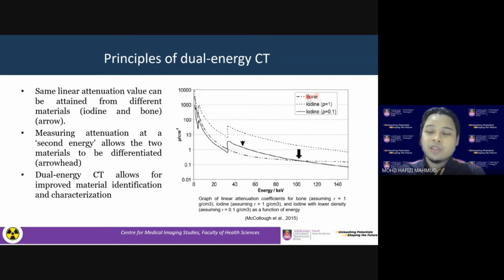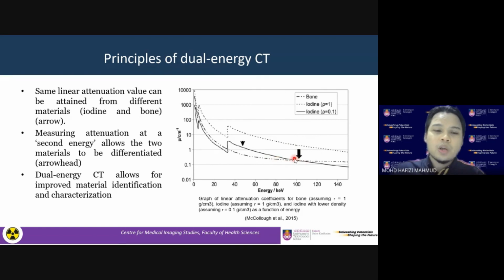Even though they have different density and attenuation, based on the linear attenuation coefficient graph here, they will have the same value at this point. So they may have different attenuation here, based on the single energy. If we use a single source CT, they can overlap. They can overlap here.